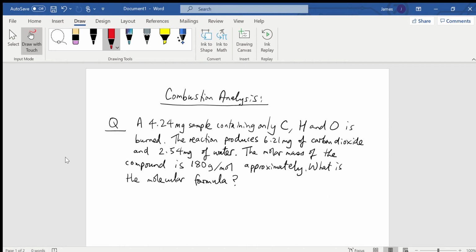Okay, so we have a question. A 4.24 milligram sample containing only carbon, hydrogen, and oxygen is burned. The reaction produces 6.21 milligram of carbon dioxide and 2.54 milligram of water. The molar mass of the compound is approximately 180 grams per mole. What is the molecular formula?